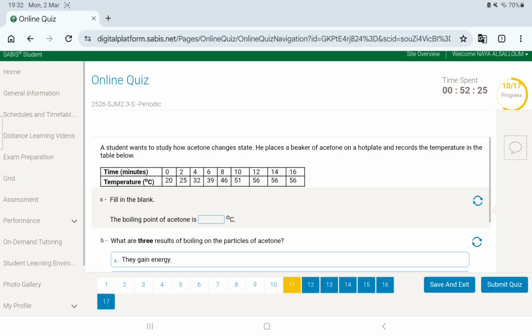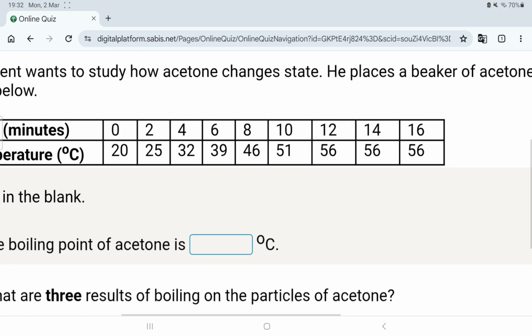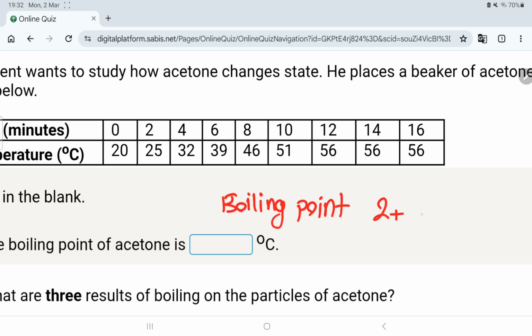A student wants to study how acetone changes state. He places a beaker of acetone on a hot plate and records the temperature in the table below the boiling point. Now guys, what did we say? The boiling point, look towards the end and see it should repeat 2 or more times.